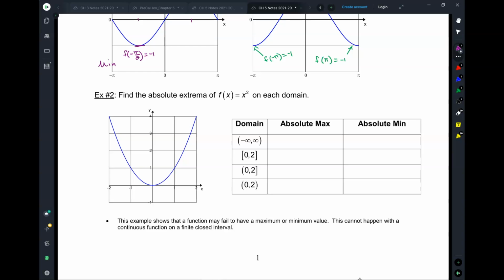Well, let's do the minimum first. Here we have a minimum. That is the absolute lowest y value of that parabola. That's the absolute minimum. So I say f of 0 is equal to 0 is the absolute minimum. Now, on the interval negative to positive infinity, this parabola stretches upwards the whole time, so there is never a point where it maxes out. So there is no absolute maximum. So we say none on that interval.